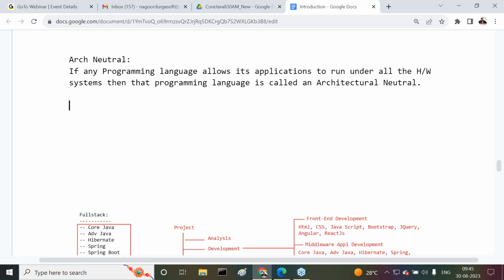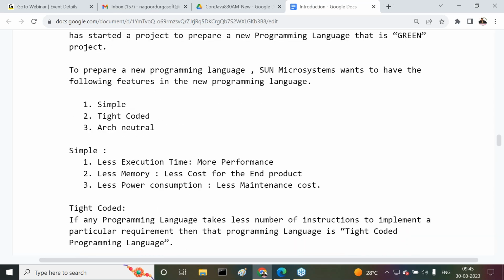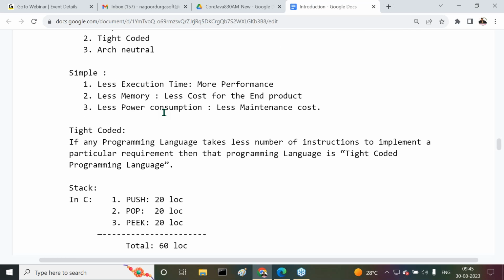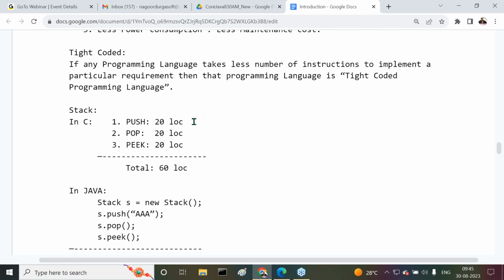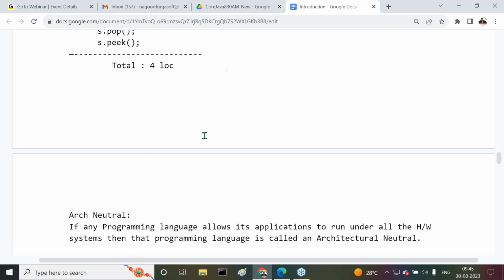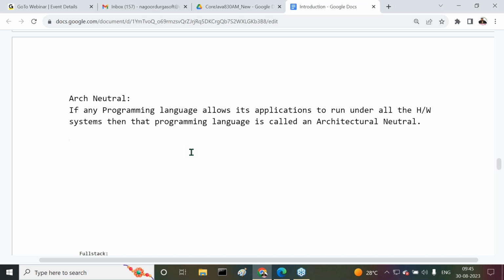Okay, sir. Good. Then what happened here? They completed the proper plan to prepare a new programming language. That plan is completed. Now tell me what features Sun Microsystems wants to include in the new programming language. Three features. What are the three features? Simple, type coded, architectural neutral. What is the meaning of simple? Less execution time, less memory, less power consumption. What's the meaning of type coded? Fewer lines of code, more implementation. What's the meaning of architectural neutral? Able to run its applications under all the hardware systems. These are the things they wanted to implement in their new programming language.